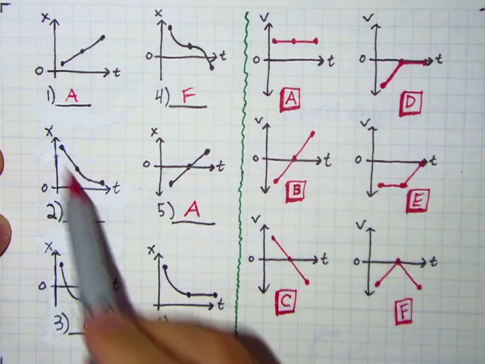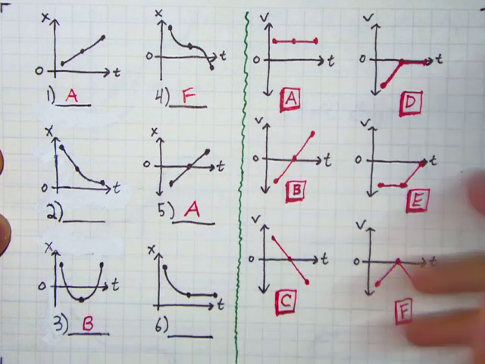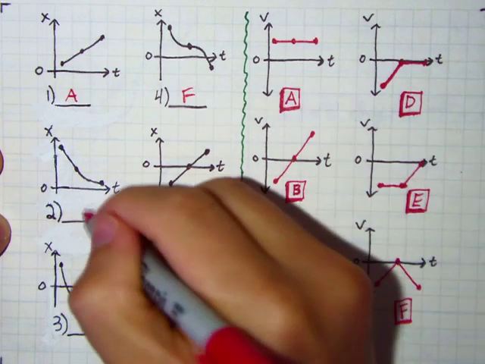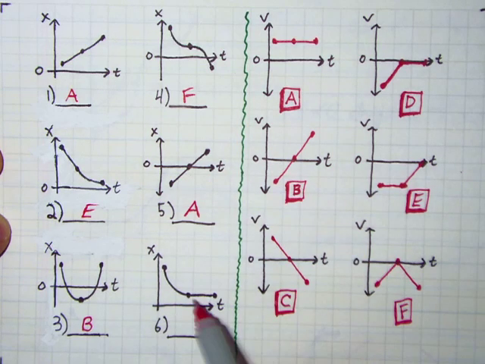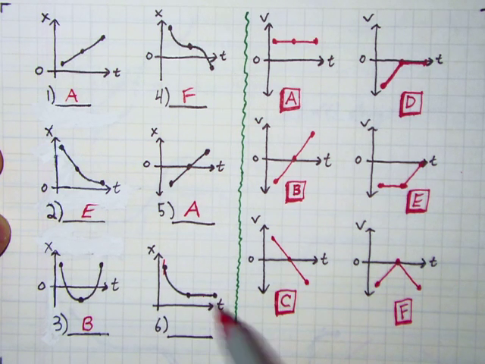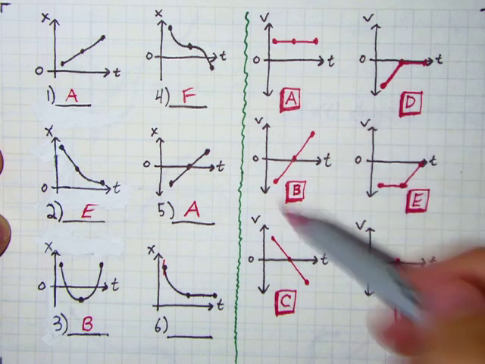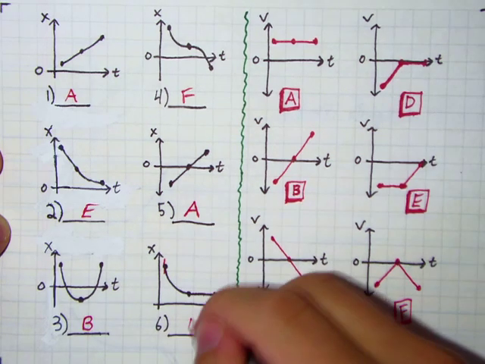Here we have a constant negative velocity at first, and then it slows down towards 0. So constant negative approaches 0. That's E. And here we are, here's the clue, we're at rest at the end here. Start moving negatively, but end up at rest. So we need a negative velocity at first, here we go, and end up at rest at the end. That's D.